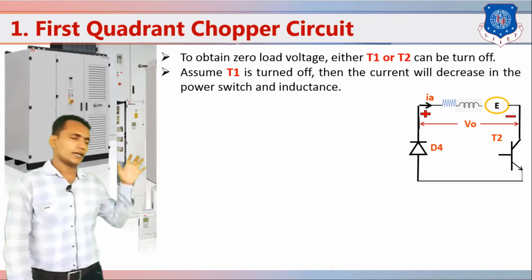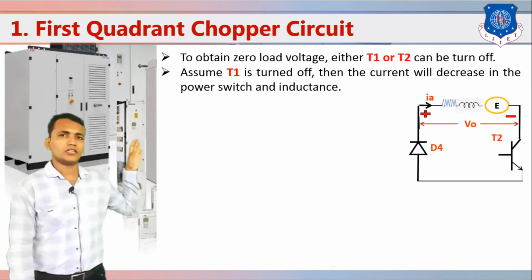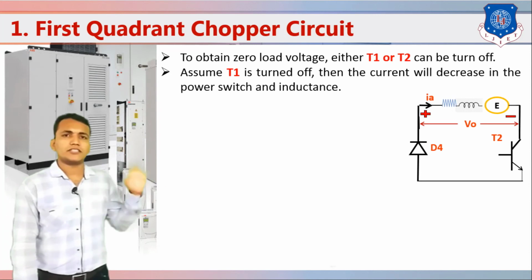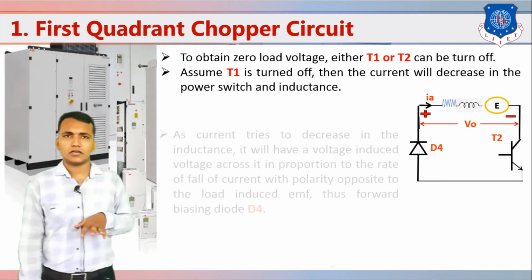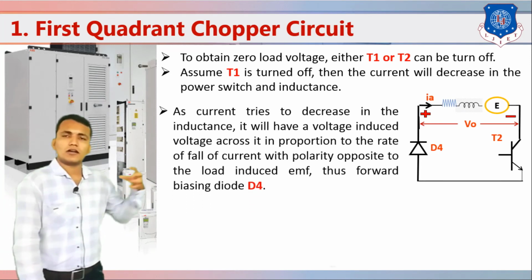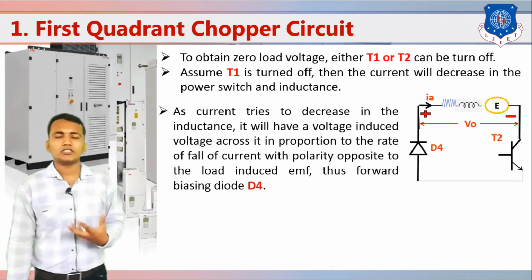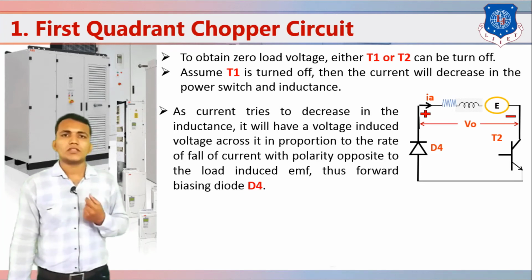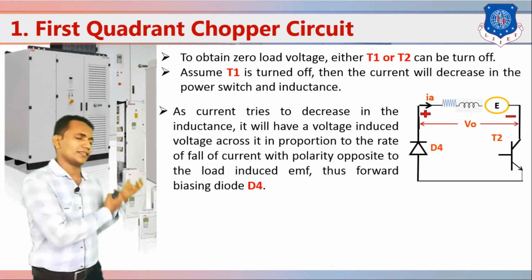So we can say the circuit is like this. Here we assume T1 will be off. If T1 is off, the power will be returned back, and the inductor will change its polarity. The diode D4 will be in forward bias condition. As the current tries to decrease in the inductance, a voltage is induced across it in proportion to the rate of change of current, with polarity opposite to the load induced EMF, thus forward biasing the diode D4.